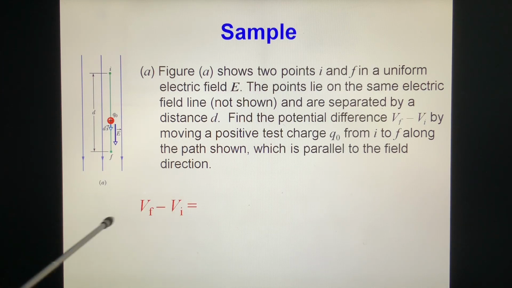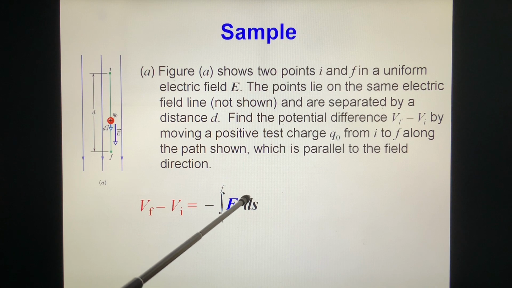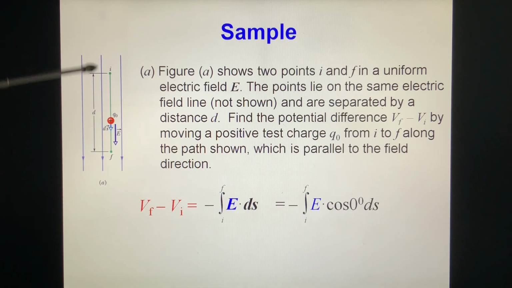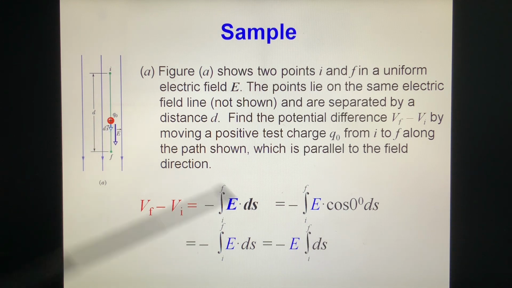By definition, V final minus V initial equals minus the integral from i to f of E dot ds. Here E is uniform, and ds is along the direction of E. So E dot ds equals E ds cosine 0. They are in the same direction, and cosine 0 is 1. Since E is uniform, we can take E out. Then the integral of ds is the distance s, and the total s is d. So this is equal to minus E d.